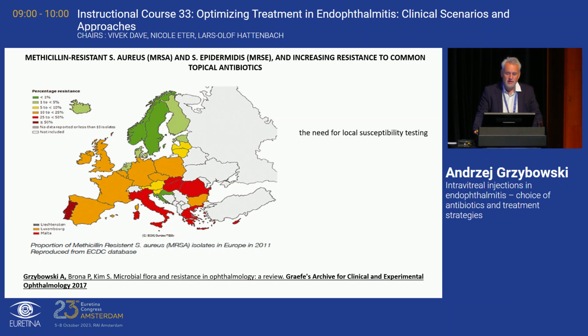This is the map showing the resistance to methicillin of Staphylococcus aureus and epidermidis in different parts of Europe. So finally, to best adjust the intravitreal antibiotic, we need to have the local susceptibility testing and the knowledge about the local patterns.